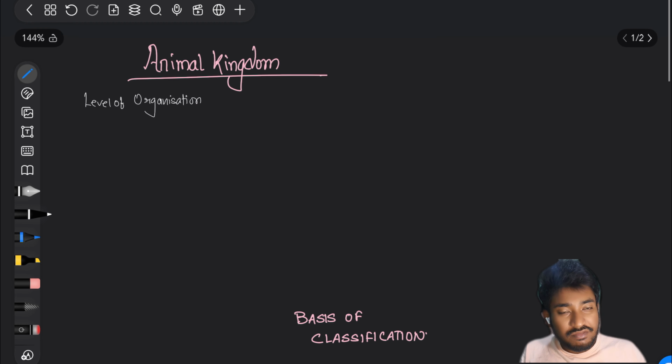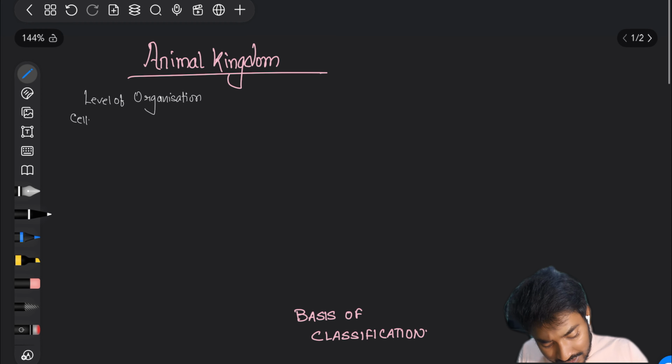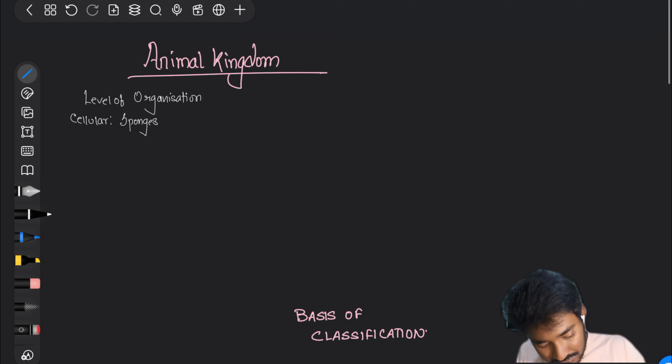On this level of organization, we have the cellular level of organization that consists of the sponges. Cellular level consists of sponges. Tissue level.